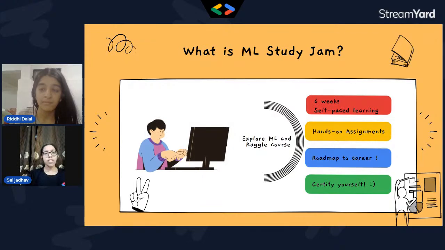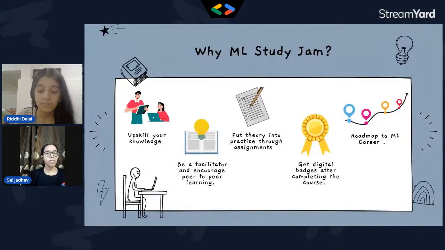Now, why ML study camps? Through ML study camps, it will help you to upskill your knowledge in machine learning. You can be a facilitator and support your community members to encourage peer-to-peer learning. Also, from the assignment, we help you put theory into practice for what you have learned throughout the session. Also, you will get digital badges for completing the courses after the end. Through the career panel, you'll get a proper roadmap for machine learning.